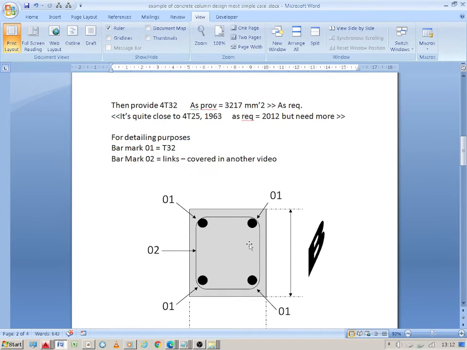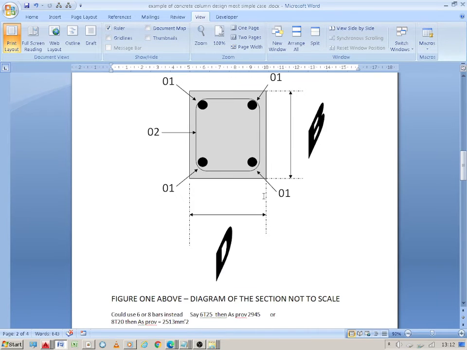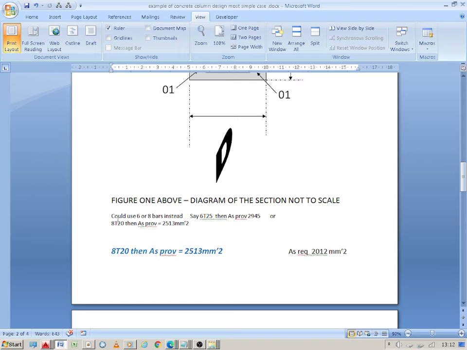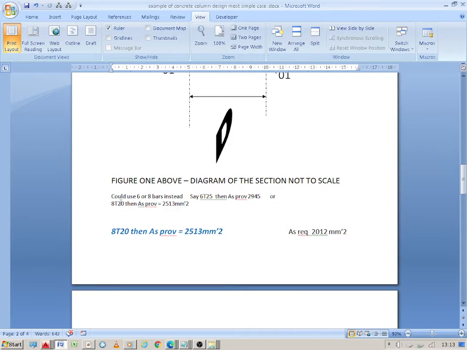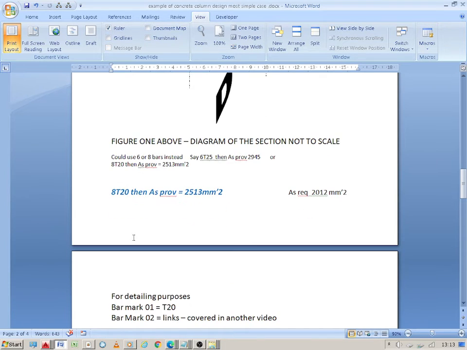So figure 1 above, diagram of the section, not to scale. 4T32 is the solution provided, 3217 millimeters squared. So also other solutions, we could use 6 or 8 bars, anything that's symmetrical. Say 6T25, then the AS provided would be 2945, or for an example 8T20, then AS provided is 2513, which is greater than 2012.